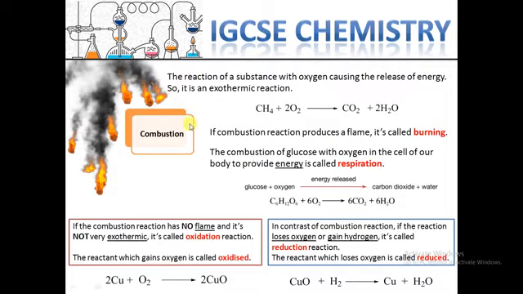The next one is combustion, the reaction of a substance which reacts with oxygen and releases energy. The energy which you can get, heat or light, is a form of energy. And this type of reaction is exothermic because obviously they produce energy, produce heat, produce light, so it's exothermic. That means energy is released.